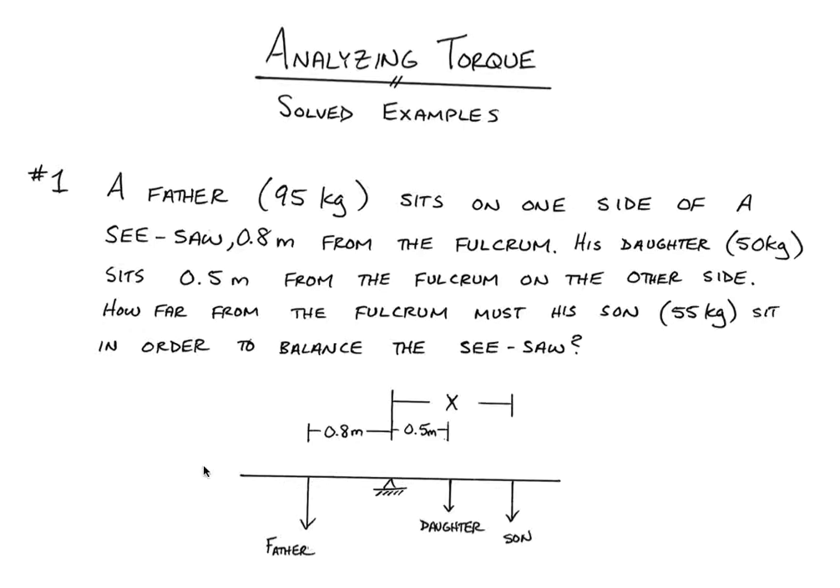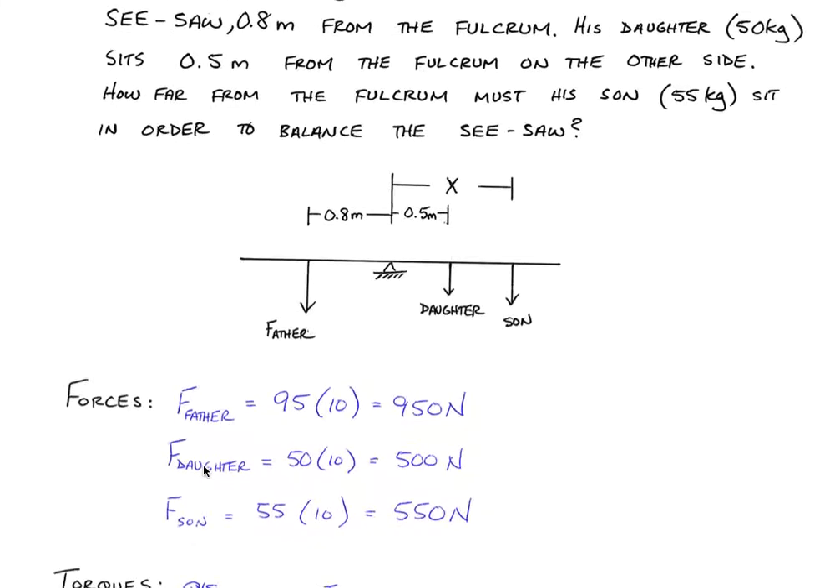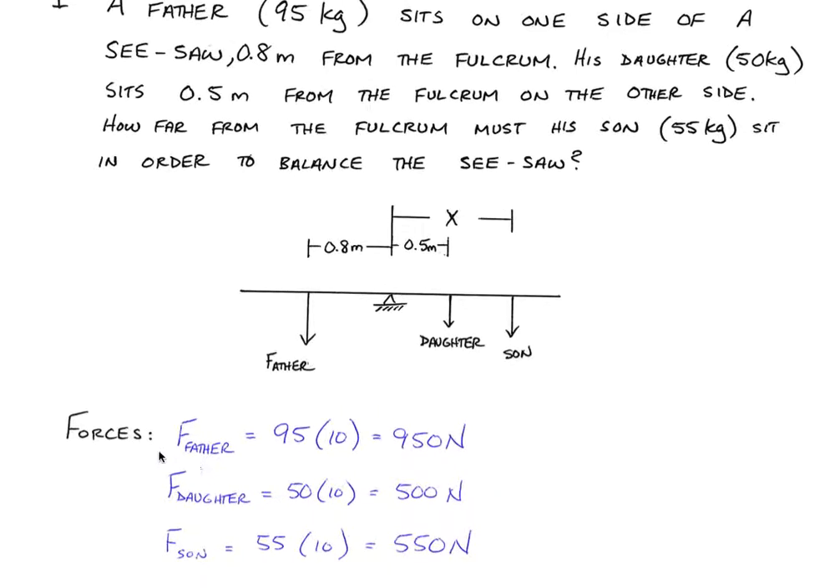As with any of these problems, we always want to make sure that we calculate our forces first. So as you can see, the force of the father, daughter, and son are very simply just their masses times 10, which is an oversimplified acceleration due to gravity. As gravity pulls down on this mass, it's going to give that object weight or force of gravity. So the father has a force of 950 newtons, the daughter has a force of 500 newtons, and the son has a force of 550 newtons.